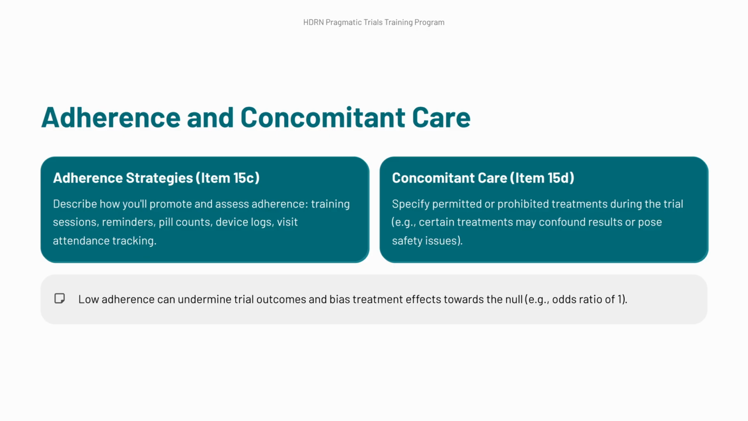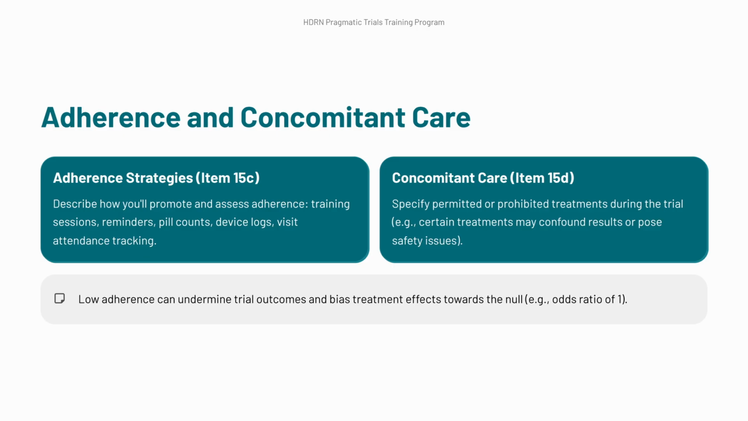Now, item 15D, concomitant care that is permitted or prohibited. This refers to other treatments or interventions that participants might receive during the trial. In pragmatic trials, we often take a hands-off approach. Don't restrict what happens, just record it, because that mirrors reality. However, if there's something that would conflict with the intervention or raise potential patient safety concerns, you might list it as not allowed.